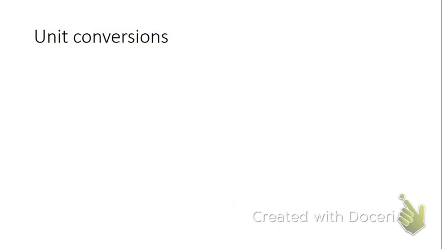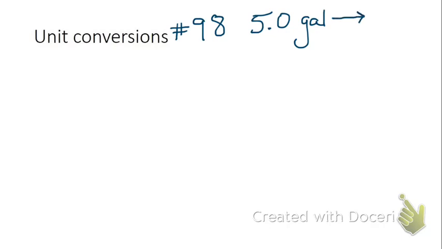Another type of conversion that we can do is a non-metric unit into a metric unit. So this comes from problem number 98 at the end of your textbook. And what it says is we have a 5-gallon container. And we want to know the volume it will hold in centimeters cubed.